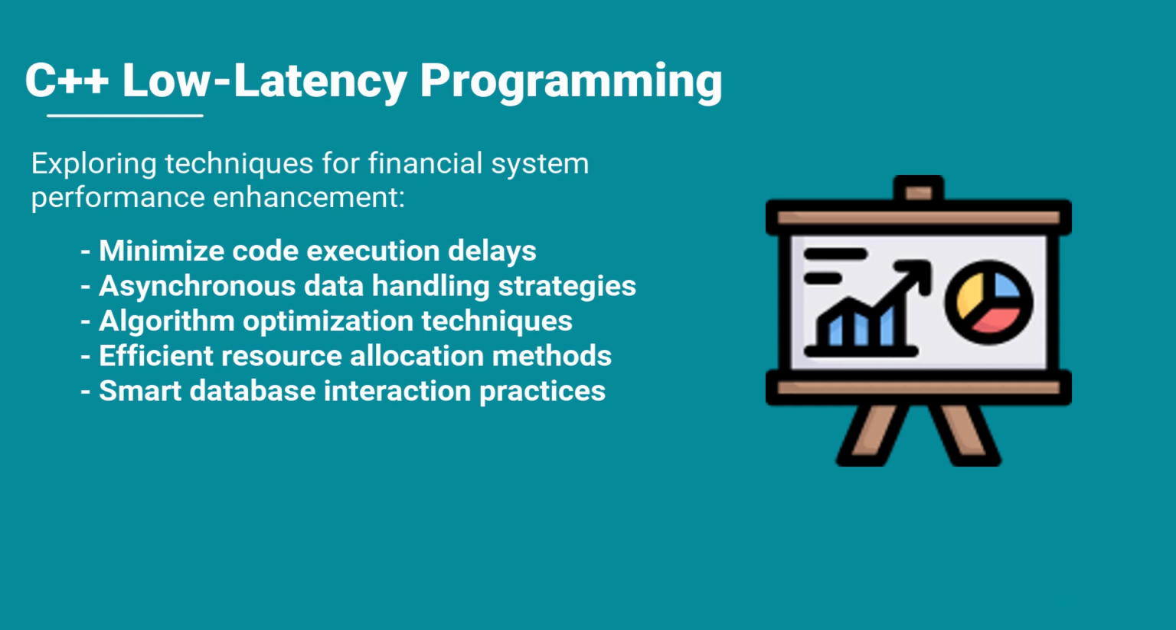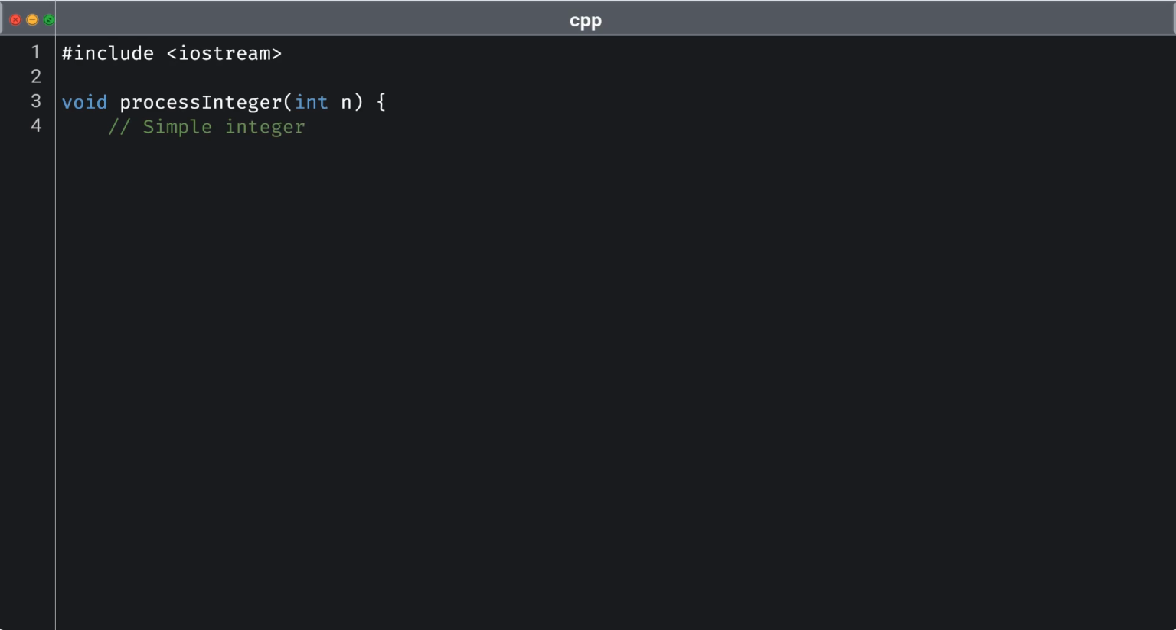in dynamic market environments. Now, we'll dive into the realm of low-latency programming, specifically how it can be leveraged in C++ to enhance the performance of financial applications. In this section of the tutorial, we will examine two simple functions designed to process integer and floating-point values, highlighting the differences in their efficiency due to how the CPU handles these data types.